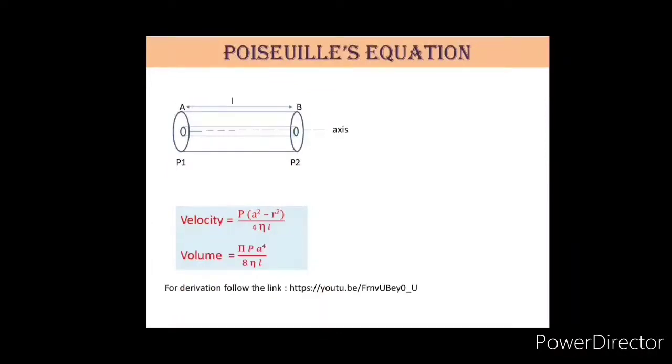Now, to find out the amount of liquid flowing through a tube, we can use Poiseuille's equation. With the help of this equation, we can determine the velocity of the liquid flowing through a tube, as well as the volume of liquid flowing through the complete tube. For this, we have considered the tube AB having length L and radius a, and we have imagined a concentric cylindrical layer having radius r. Due to the pressure difference at A and B, the liquid flows from left to right. For its derivation, you can refer to the given link.